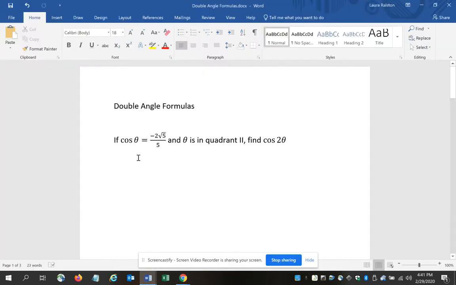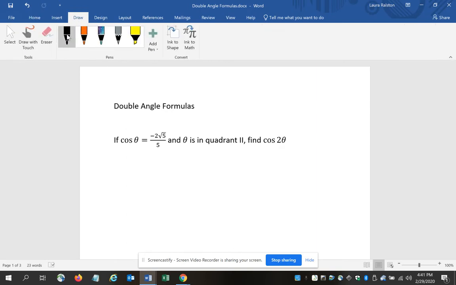Okay, so the first example says, if cosine theta equals -2 square root 5 all over 5, and theta is in quadrant 2, find the cosine of 2 theta.